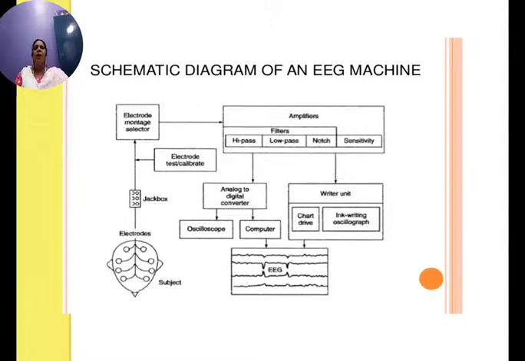your writing unit or analog to digital converter, where you can see the analog signal in the oscilloscope or a digital signal using the computer. In the writing part, you can have a chart recorder, chart drive, or an inkjet recorder. So this is the schematic diagram of an EEG machine.